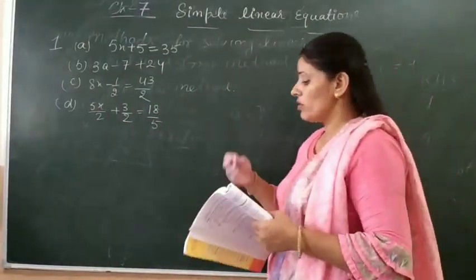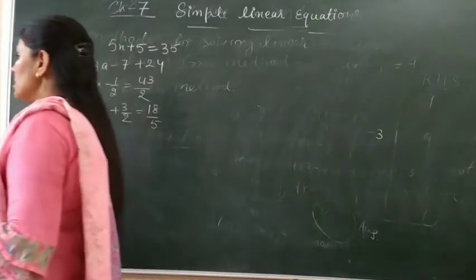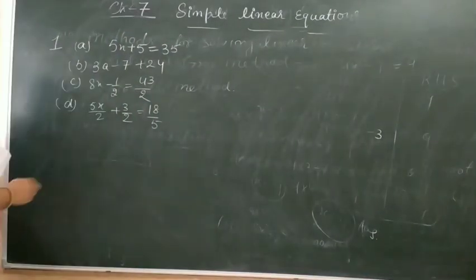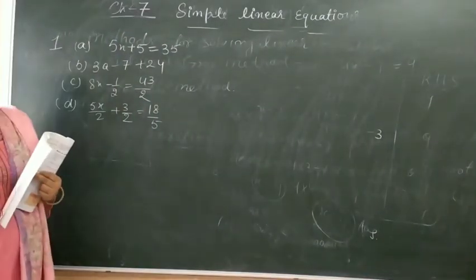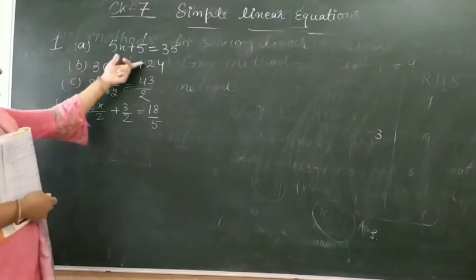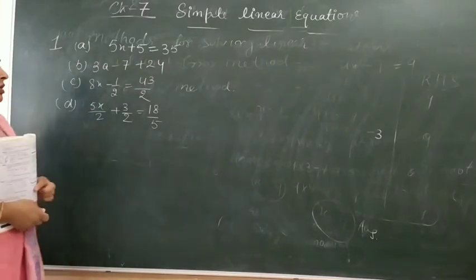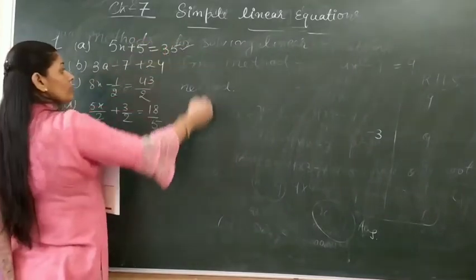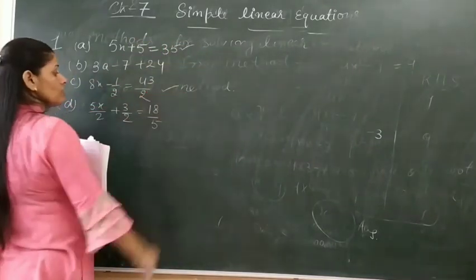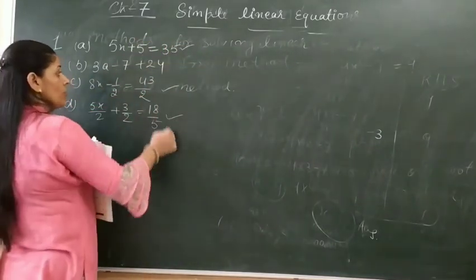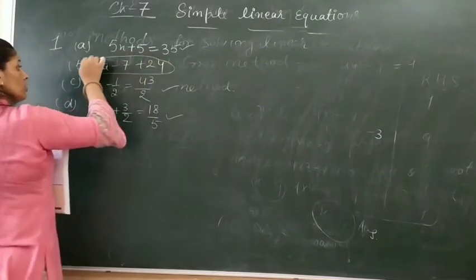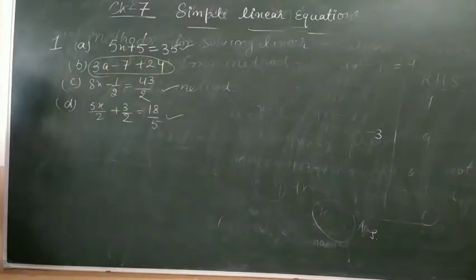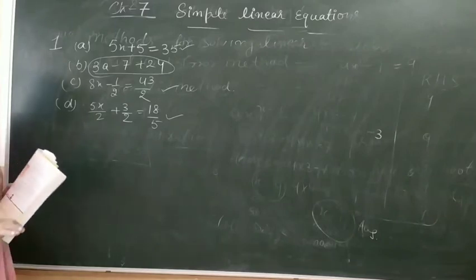So as I just introduced equations to you, what is the equation? Equating left hand side equal to right hand side. We have to compare the left and right hand side. So this also left and right hand side, this also left and right hand side, and this also right. But this is not having the equal to sign, so this is not an equation.